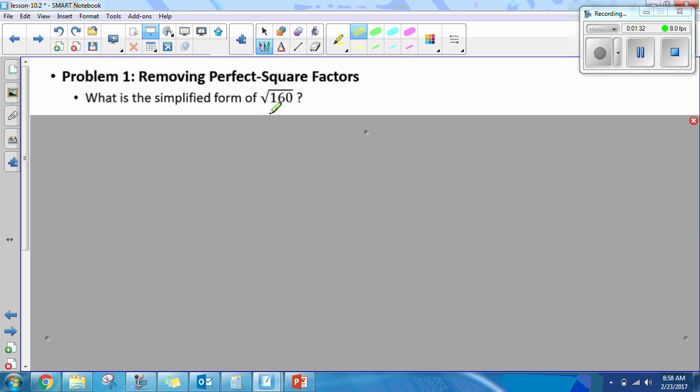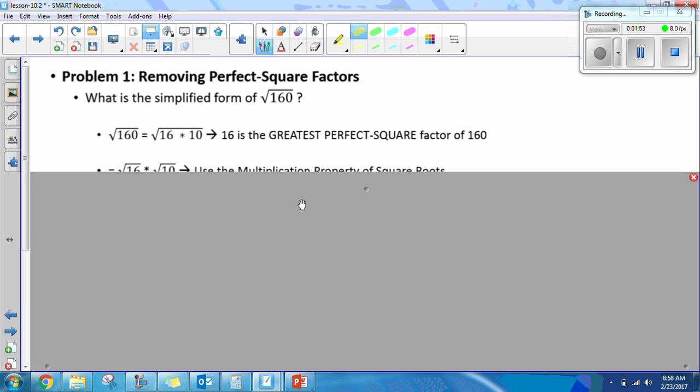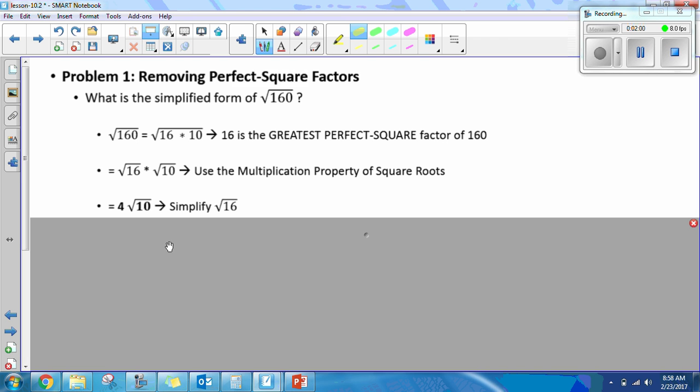Problem 1. Removing perfect square factors. What is the simplified form of radical 160? We know that 160 is equal to 16 times 10. There are other factors that we could use, but 16 is the greatest perfect square factor of 160. We're going to use the multiplication property of square roots and rewrite this as square root of 16 times the square root of 10. And we know that the square root of 16 is 4, so we can simplify square root of 16 as 4, and then we leave the square root of 10.